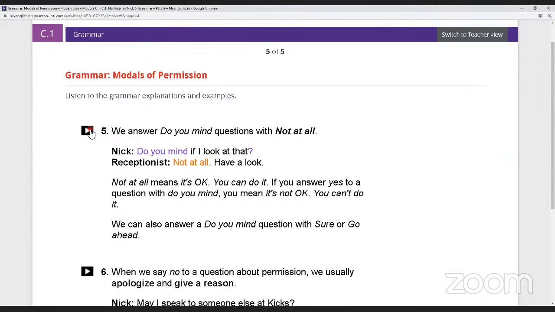Do you mind if I look at that? Yes. Okay, if I say yes, it's like yes, I have a problem with that, so the answer is no. If I answer no, it means okay. Do you mind if I look at that? Not at all. Have a look, right? Why? Because do you mind is do you have any problem if, do you have a problem, do you bother if? Okay.